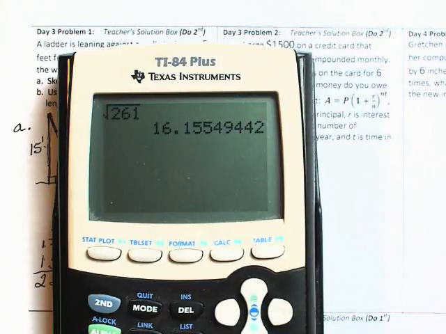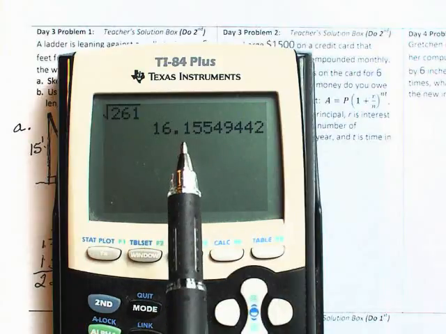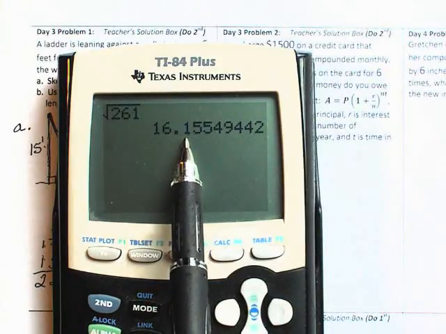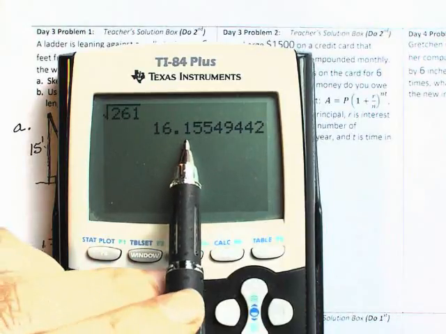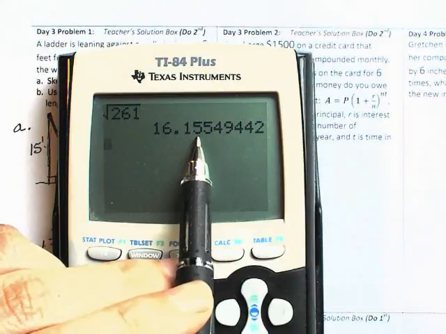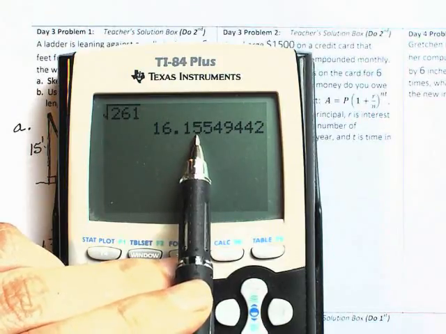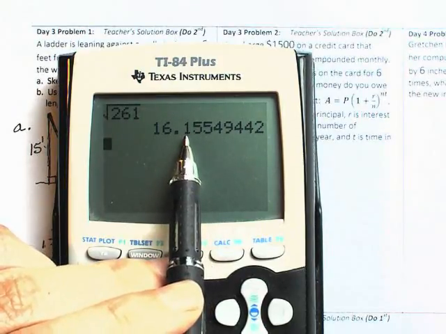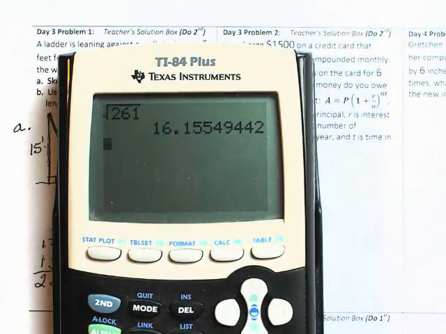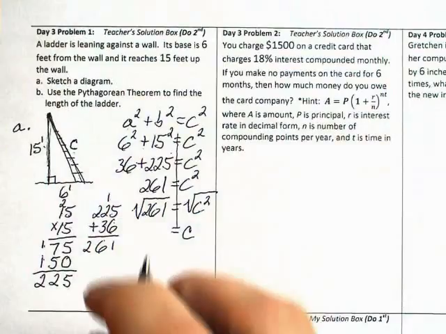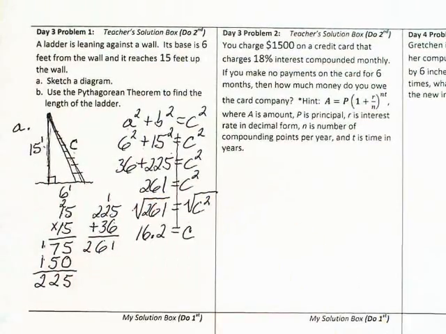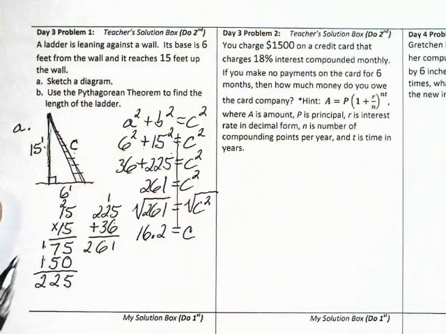16.1554, etc., etc. Let's just round this off to one decimal place. That's sufficient for the problem we're working. So we want to round it to this decimal place. To do that, we look at the next position over to see if it's 5 or higher, and it is. And so this will round up. We're going to get 16.2. So the answer for C is 16.2.